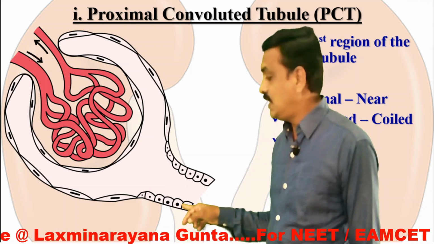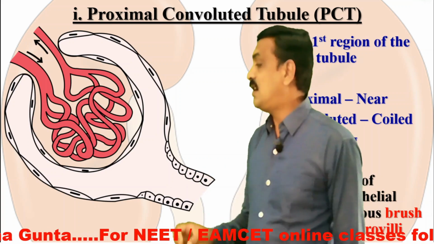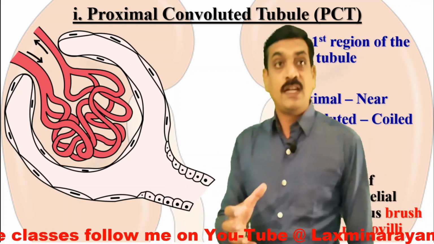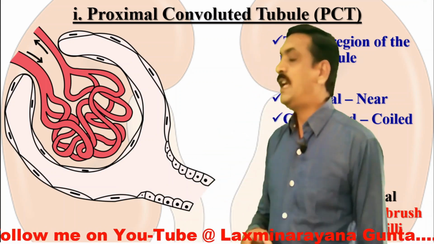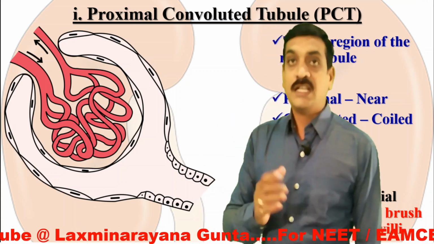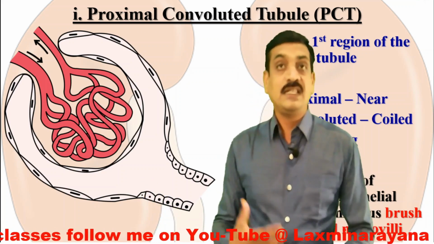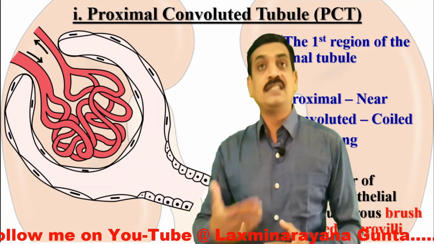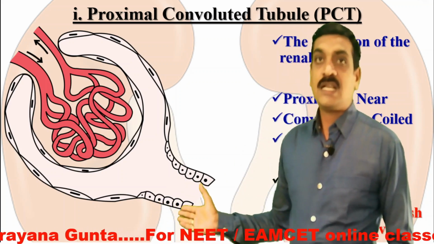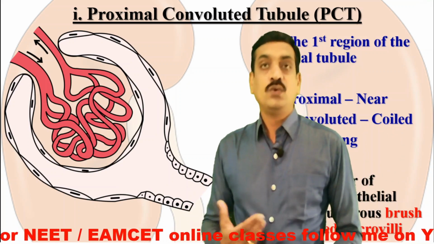Okay, the wall of the proximal convoluted tubule is made up of a single layer of cuboidal epithelium. These cube-shaped cells are also provided with numerous microvilli with a brush border. Microvilli we already have learned in our digestive system. Villi are finger-like projections. What is the use of these microvilli? These microvilli increase the surface area so that more mitochondria are present inside these cells. That's why they can provide more energy for active transport.